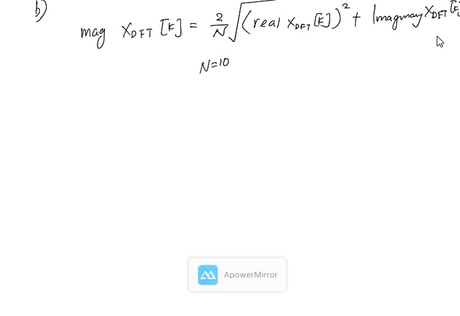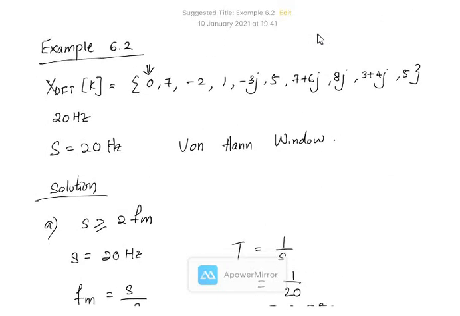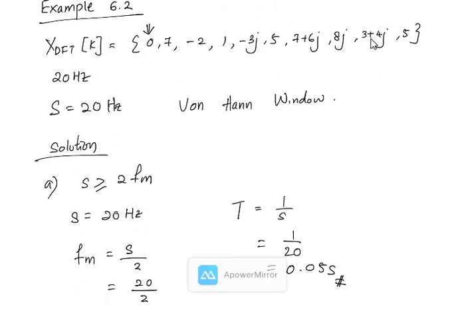So we need to find the magnitude of the X_DFT. So real X_DFT, which means that if you have this one, for example, this is a complex number, so the real number is 3. So 3 squared plus the imaginary part, 4 squared, and square root. And then multiply by 2 divided by 10, the N value.